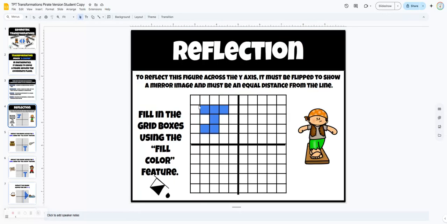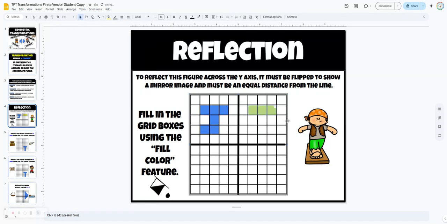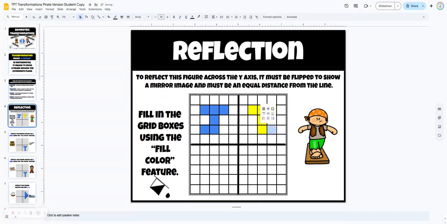We're going to show a mirror image of this figure across the y-axis. So we want it to be on the other side of the y-axis, equal distance, but a mirror image. So students are just going to click in any of the squares they want to color in, and then move across till they've highlighted a rectangle shape. Then they come up here to this fill color feature and click on it, and they've got all these colors to choose from. So they can choose a color, and then they're just going to continue filling in squares until they have that mirror image.